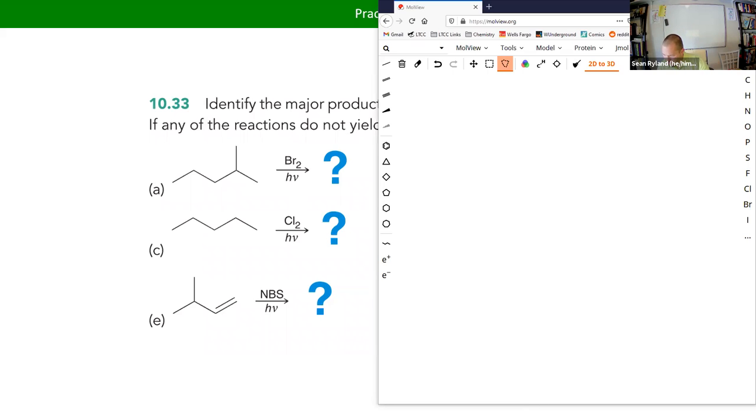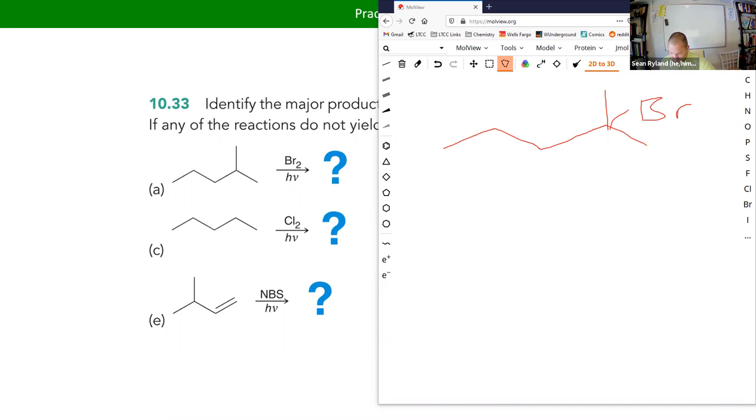So for A, we would wind up putting the bromine on the tertiary carbon. Do we get an R or an S? Nope, because we have two identical methyls. So just one product.